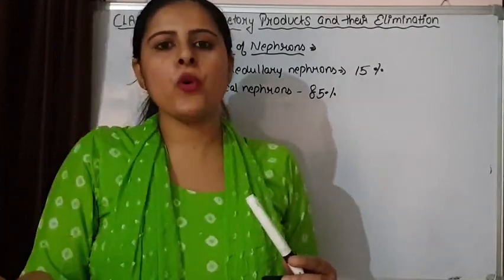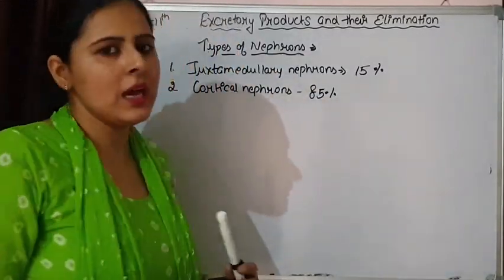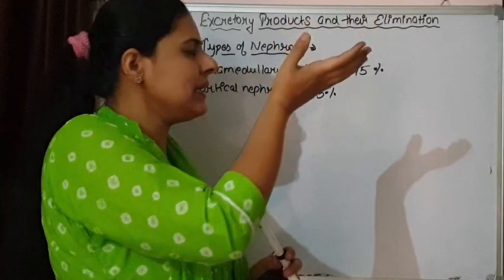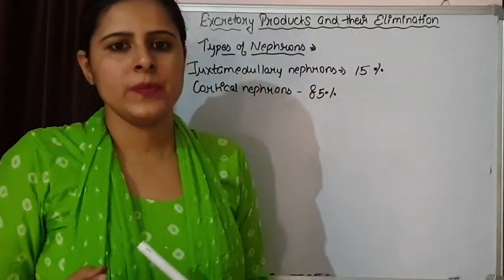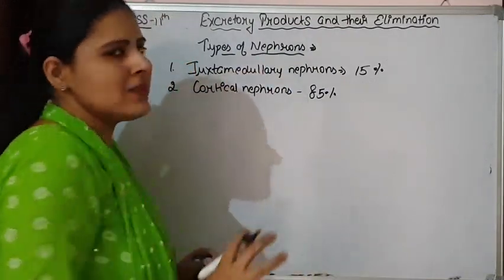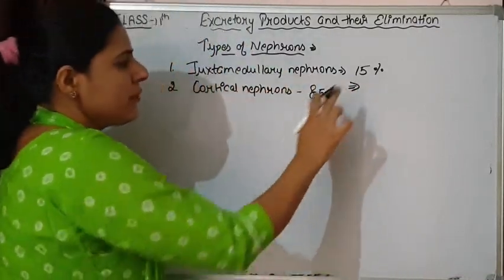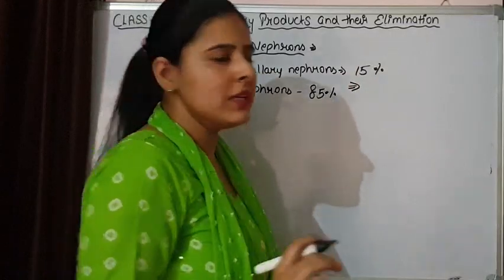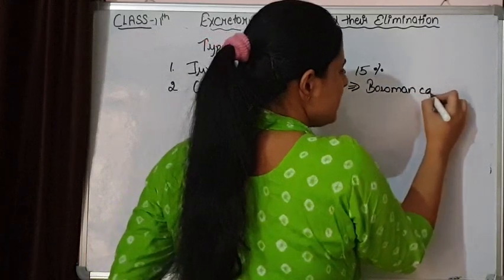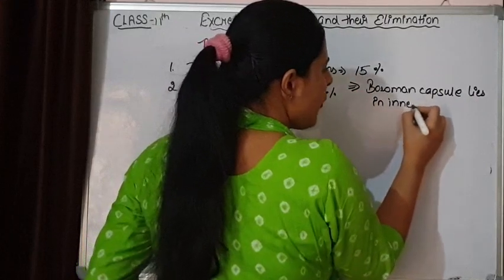There is a long loop of Henle that lies deep in the medulla, and they have vasa recta. But the cortical nephrons lie in the upper cortex portion, and a very short loop of Henle is there. So I am writing their characteristics, then I will draw a diagram to show what they are. Juxtamedullary nephrons, 15% are there. Their upper part, the Bowman capsule, lies in the inner part of the cortex.